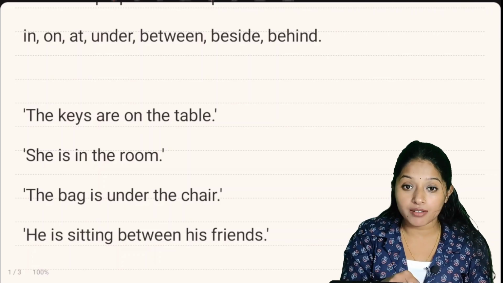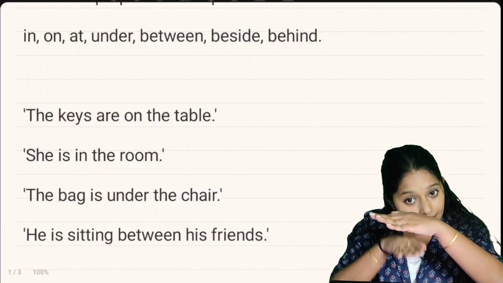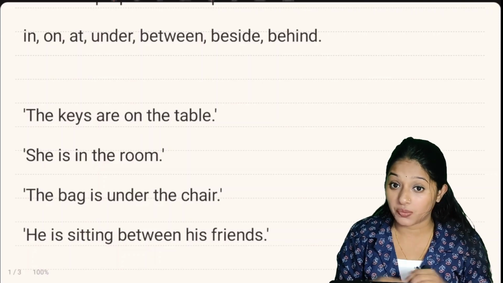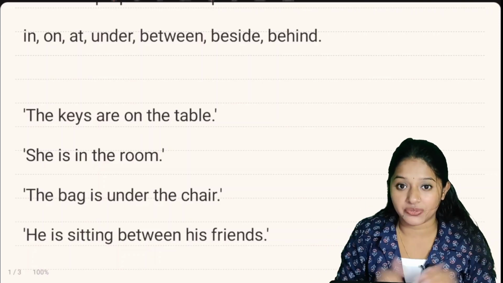The bag is under the chair. He is sitting between his friends. Where is he sitting? Between his friends.